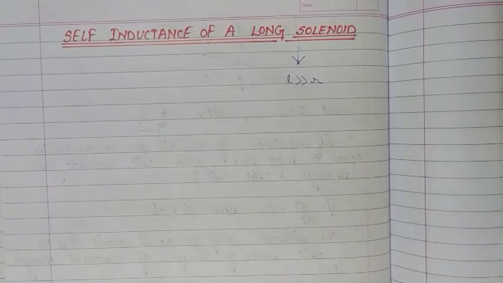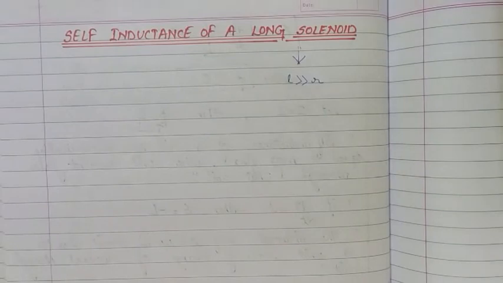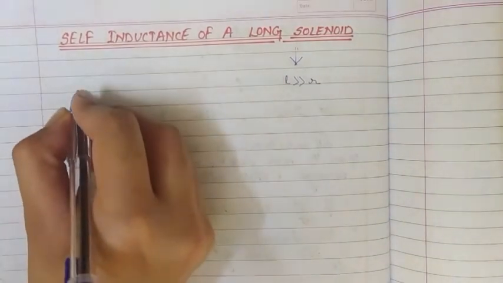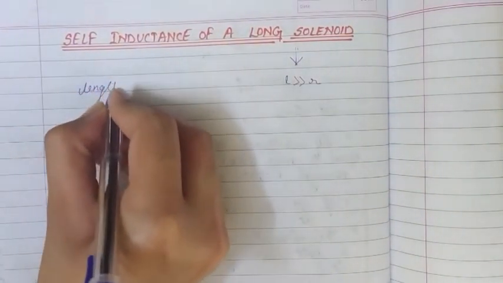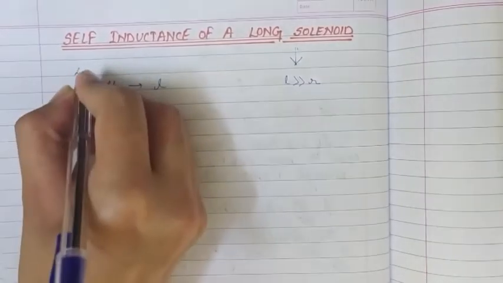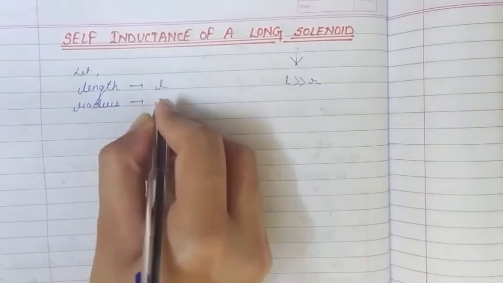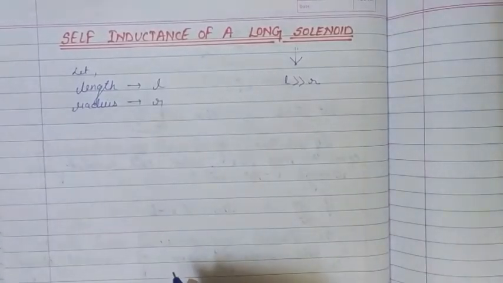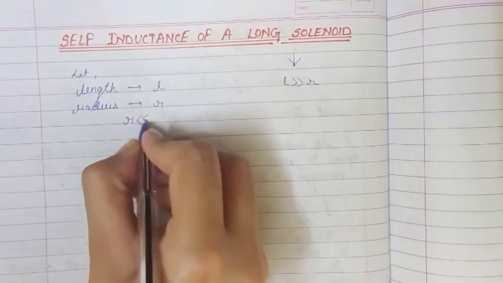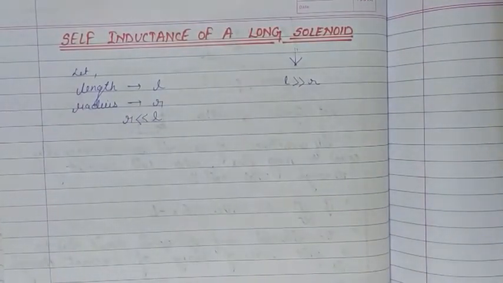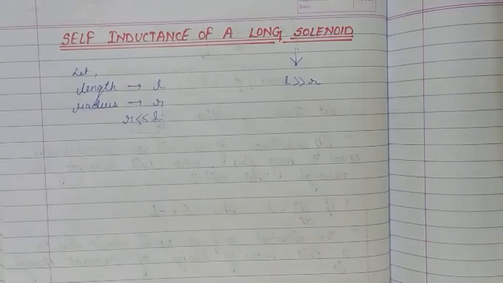So we'll start with the first one, that is the expression for the self inductance of a long solenoid. For that, we assume that we have a long solenoid of length L and radius R, and since it is a long solenoid, the radius is small in comparison to its length L.